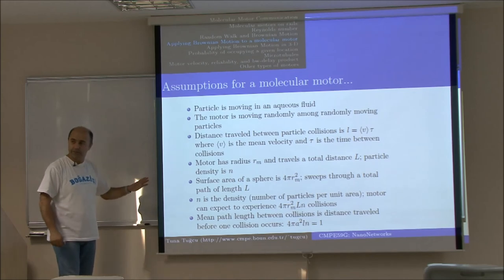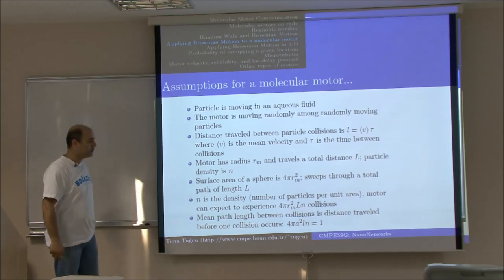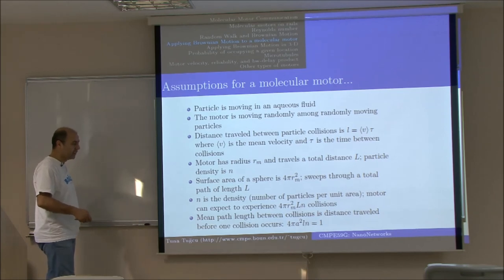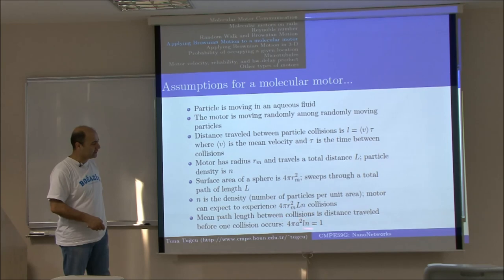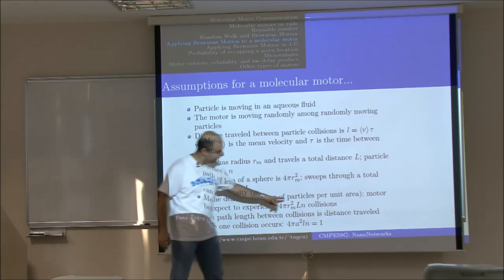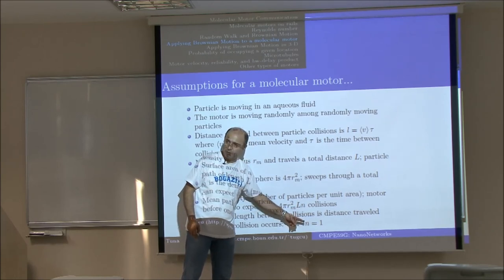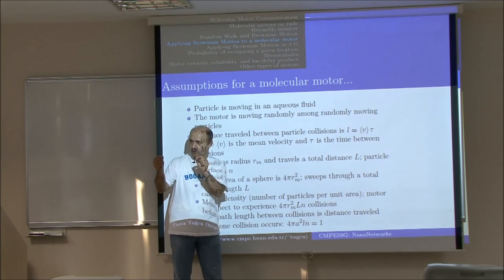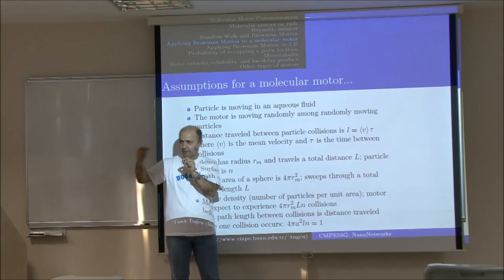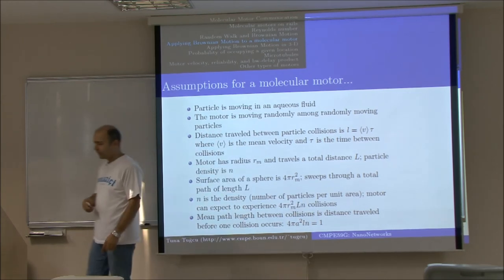Do you understand this? So, the mean path length between collisions is the distance traveled before one collision occurs. So, this thing altogether becomes one. When I substitute lowercase l instead of uppercase L, because remember, l was the distance between two collisions, or the distance till the next collision, that's why this is equal to one.